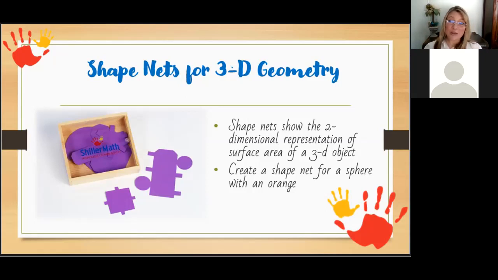A great way to make a shape net for a sphere, and this is actually one of the lessons in Math Kit 2, they get to have a manipulative and snack all in one. They will take an orange, score that, peel it, lay it out flat, and we'll have created a shape net for a sphere using a natural material and get to have snack all at the same time. So keep that in mind as you are doing geometry.